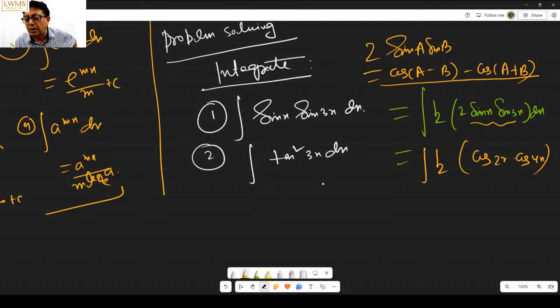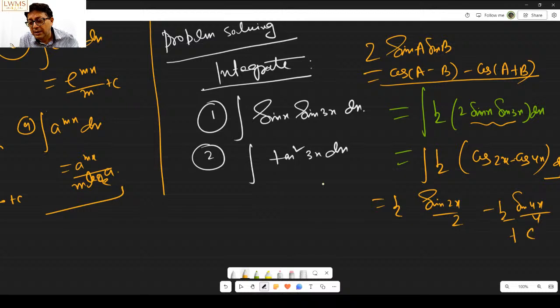Integration of that thing reduced to half into cos 2x minus cos 4x dx. So integration will be what? Half into [sin 2x by 2 minus sin 4x by 4] plus c. Understood? Try next one.